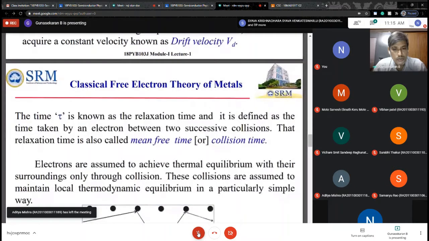Similarly, the distance traveled by the electrons between two successive collisions is called the mean free path. Do you understand this? I think it is similar to the kinetic theory of gases. Is it correct? Yes. In the kinetic theory of gases also, the mean free path is there. So that is the reason we take this.